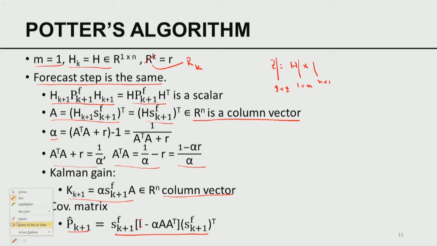This is identity times AA transpose. So in this particular case, the A is a column vector, A transpose is a row vector, so this is an outer product matrix. Alpha is a constant, so I minus constant times a matrix. So this is the expression for the analysis covariance at time k plus 1.